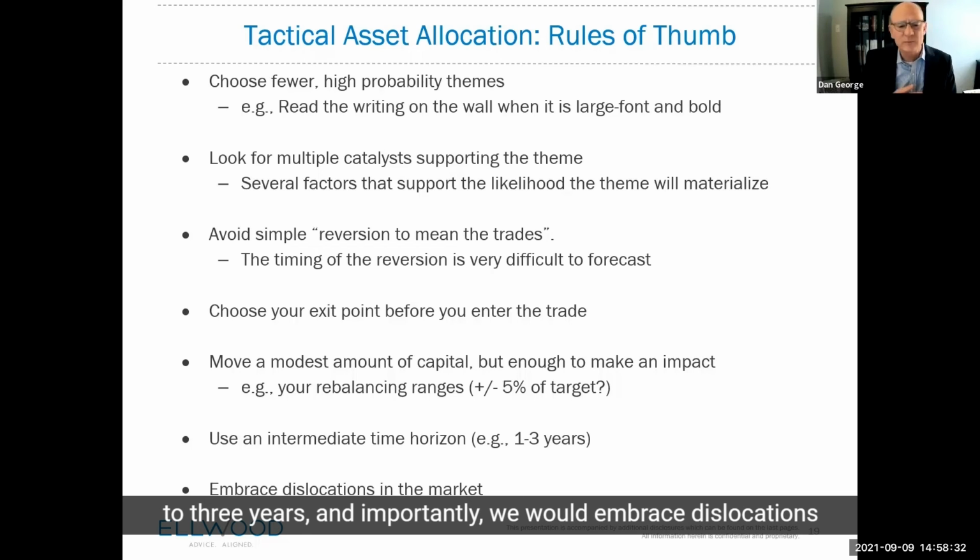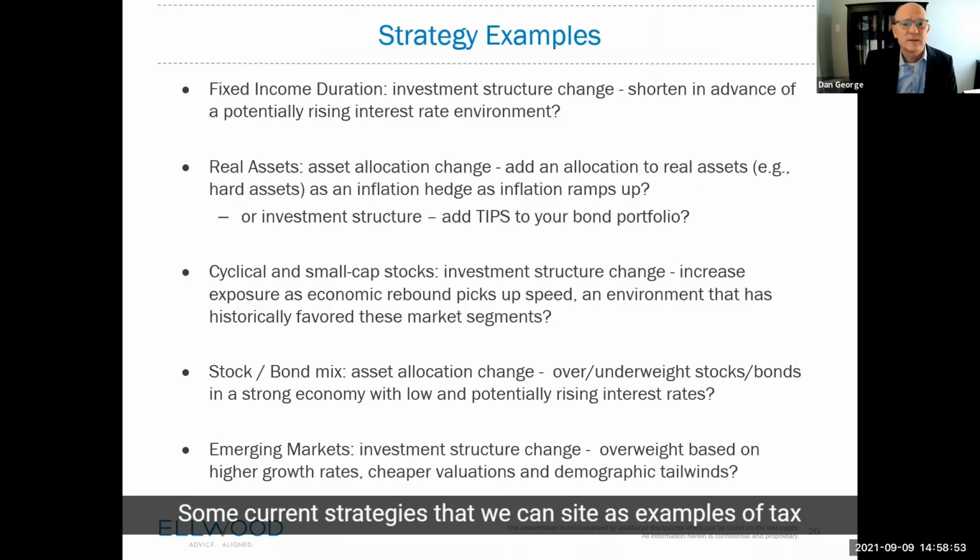And importantly, we would embrace dislocations in the market. It's hardest to move the capital when the market is being disrupted by a credit crisis or a pandemic, but these are often when there are opportunities to invest in some of these themes that have the opportunity to add value for your total portfolio. Some current strategies that we can cite as examples of tactical asset allocation shifts.